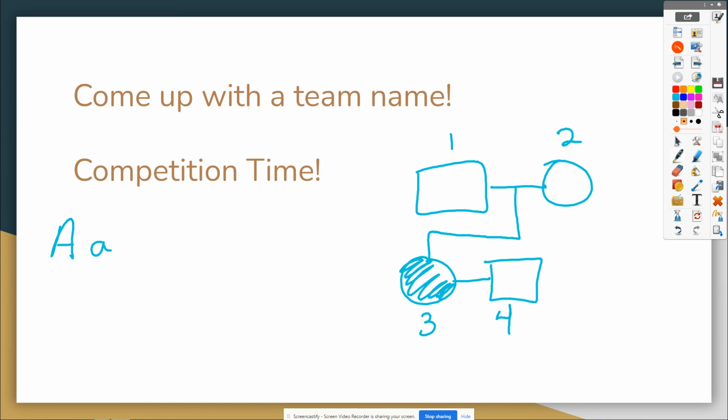So 3 we know has to be what? Little a. Put a check by it if you got number 3 right. So if we're following a recessive trait, we know everybody who doesn't have it has to have what letter? They have to have a big A. Look at 1 and 2. If they have big A's, but they had a child that had 2 little A's, what do they both have to have? Both little A's. So put a check by those if you got them.